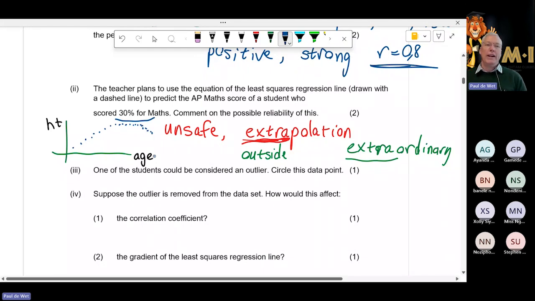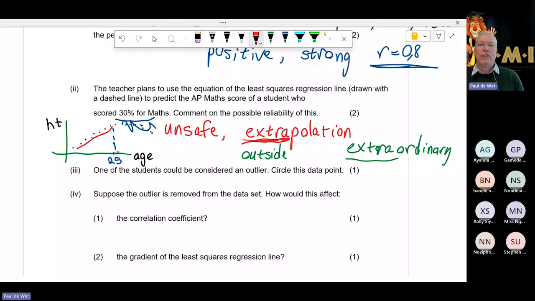So that would be a case of extrapolation. If you only had some data for people who were up to, say, 25 years old, and you had a line of best fit, it would be a problem if we used that line outside. Does it make sense? Okay.